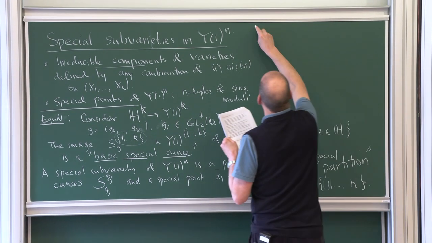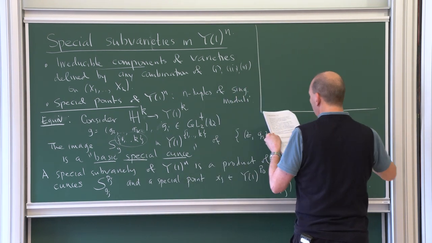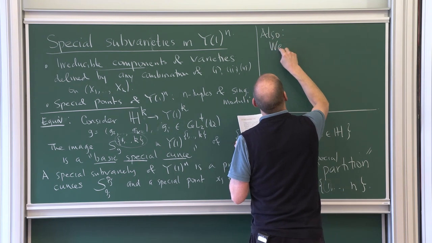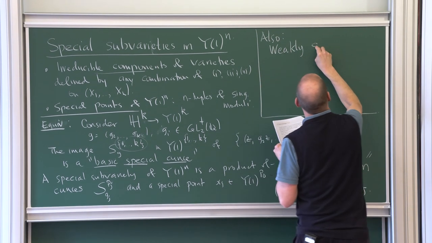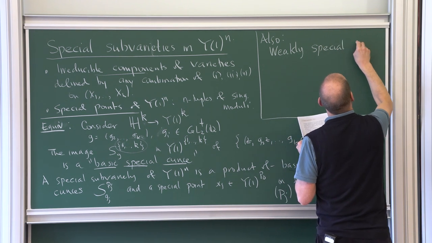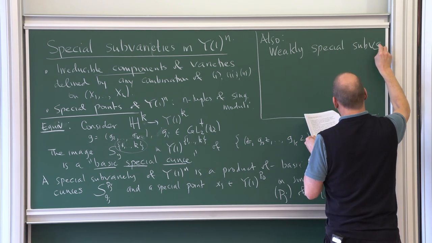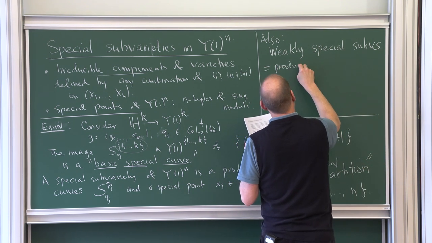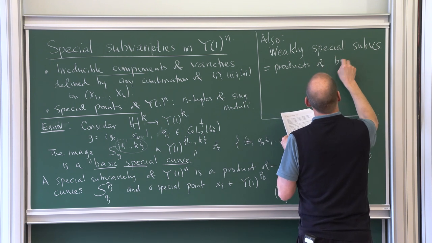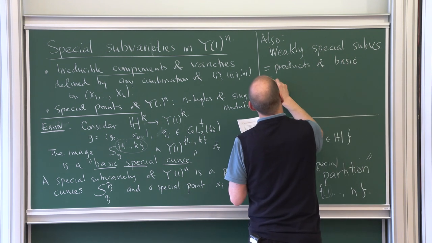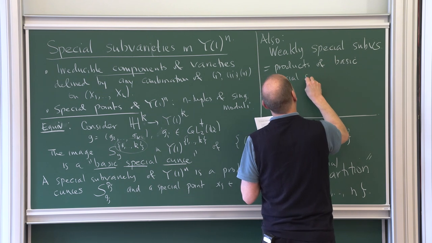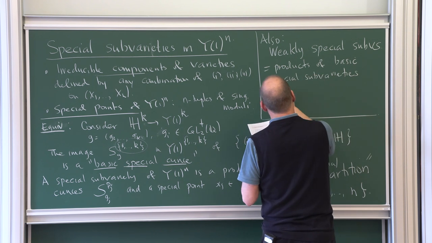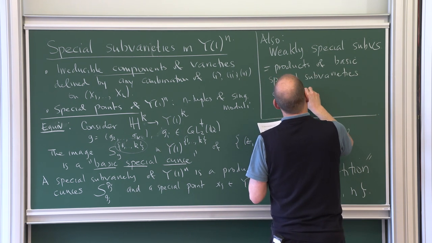Okay? So that's a fairly formal definition, and that's a fairly informal definition. And let me also say, so those are the special subvarieties, but one also has the weakly special subvarieties, and they are the products of basic special subvarieties and arbitrary points.